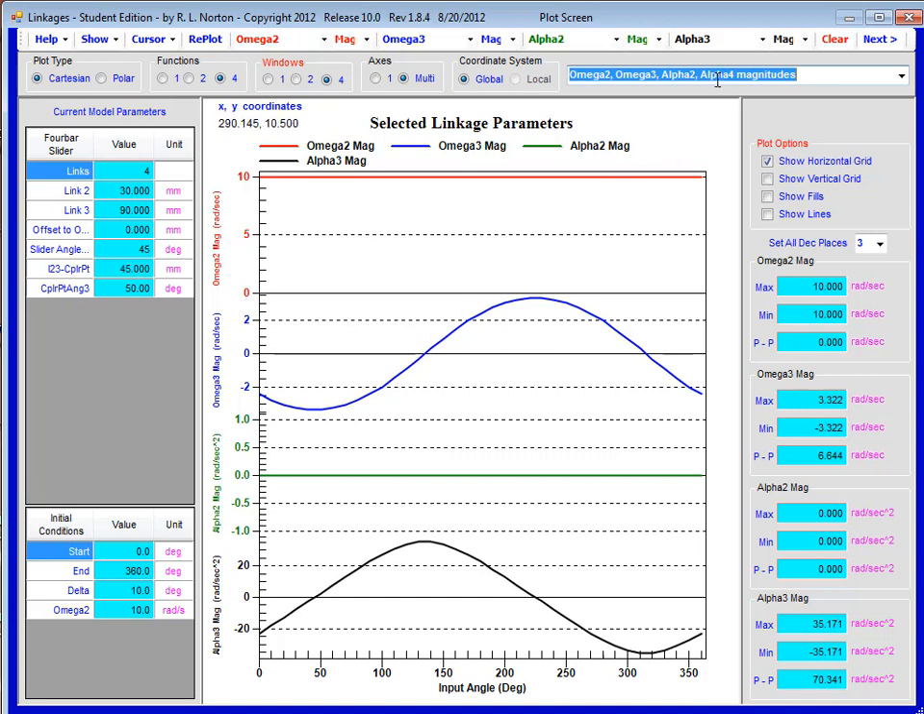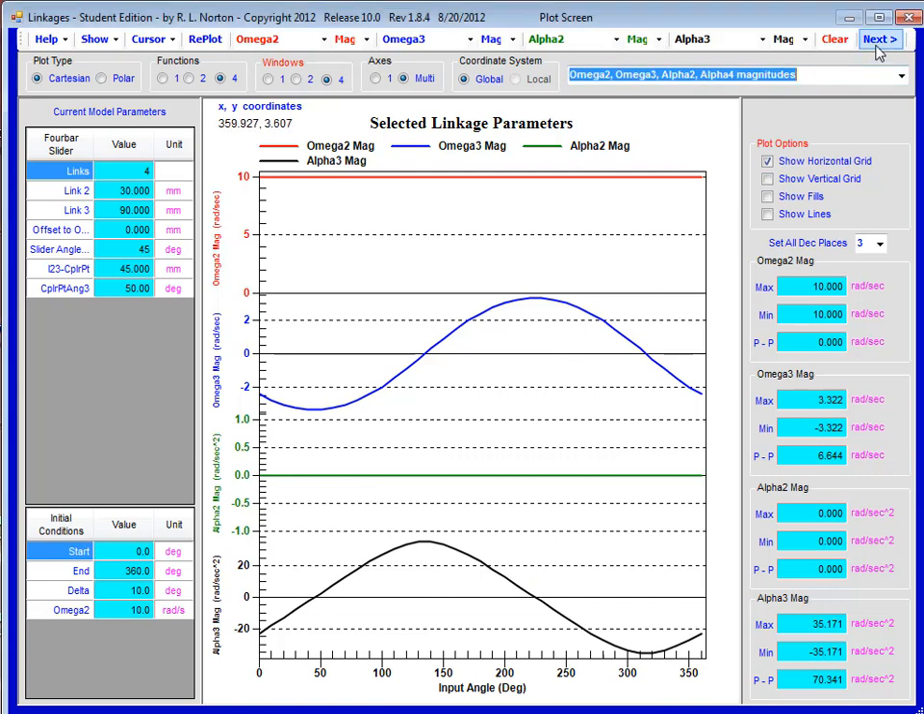And this up here says alpha 4. That actually is alpha 3, right? Alpha 3. So this is the angular acceleration of the coupler. So anyways, that shows you how you can get these plots that you'll need for this lab.